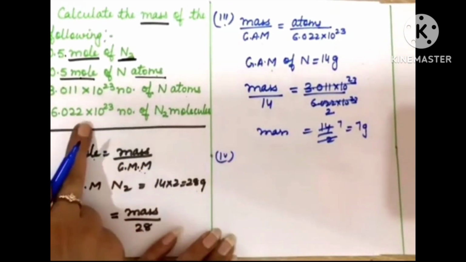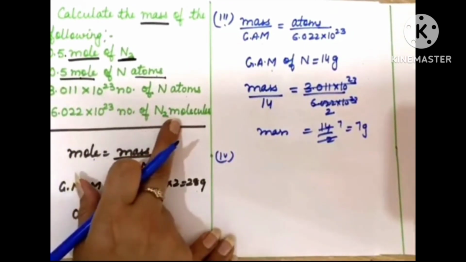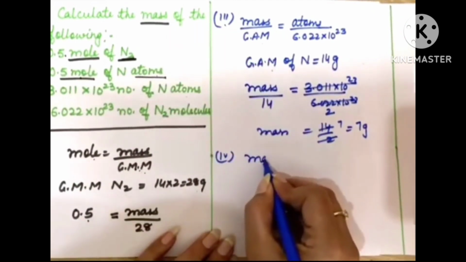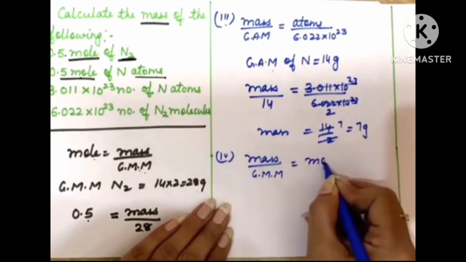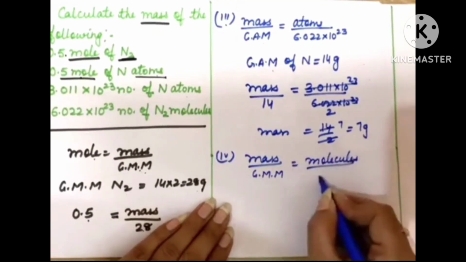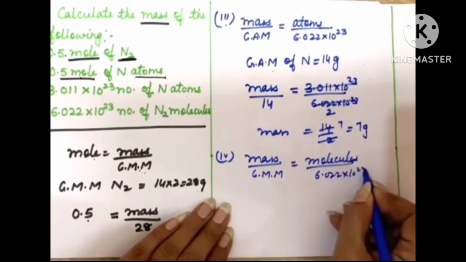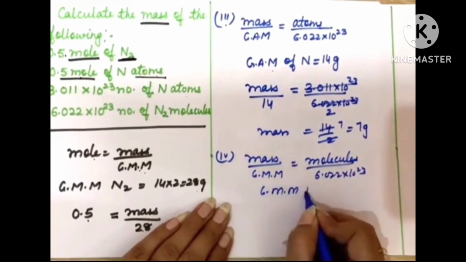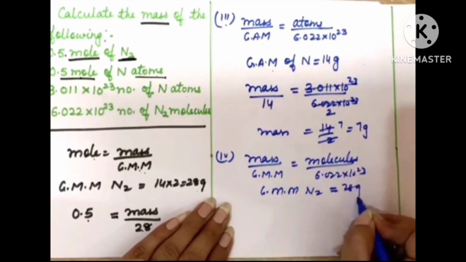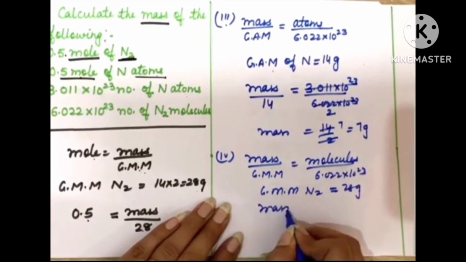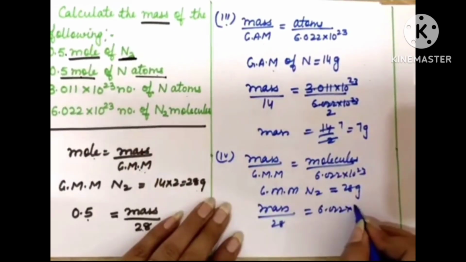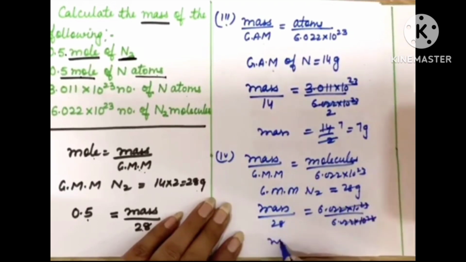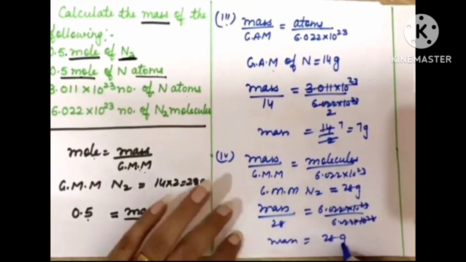Fourth part. Now here this many number of molecules are given. So mass we have to find out, and the formula is mass upon gram molecular mass equal to molecules upon Avogadro number. The gram molecular mass of nitrogen we know is equal to 28 grams. Fill the value here. Mass we have to find out. 28 into molecules given, which are Avogadro number only. These will cancel out. And mass will be equal to 28 grams, which is the answer.